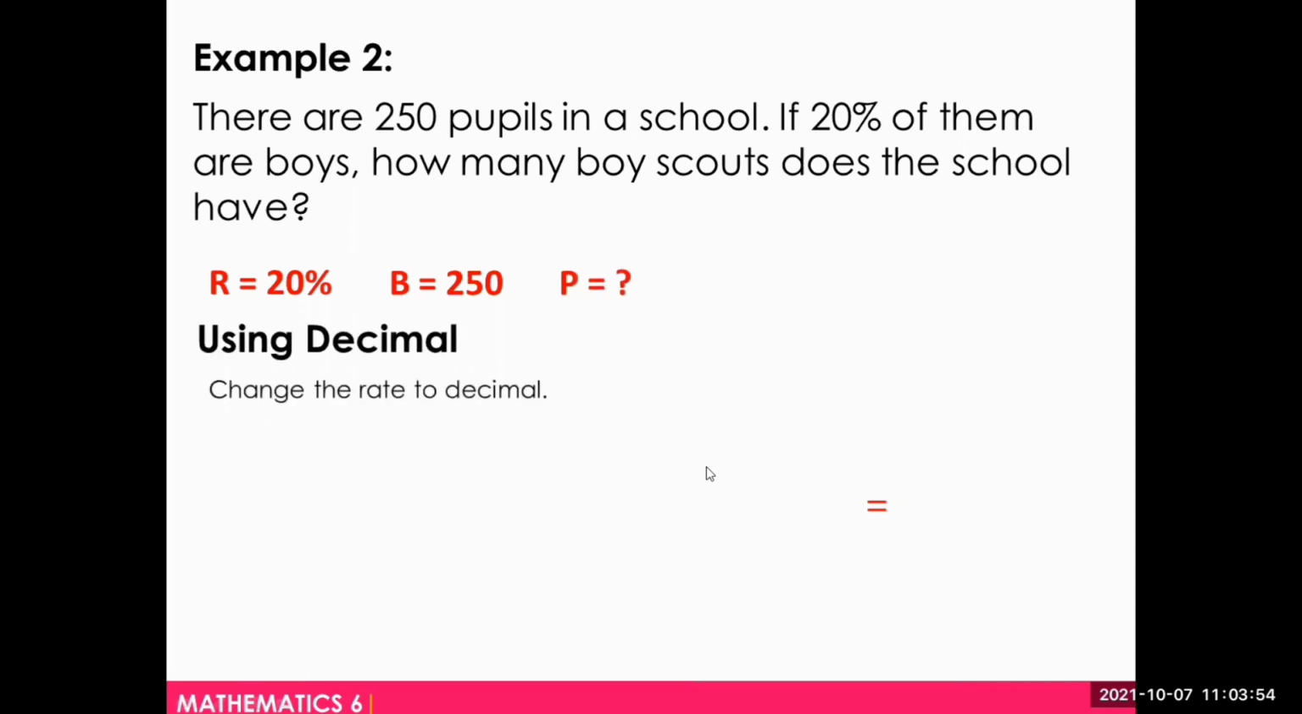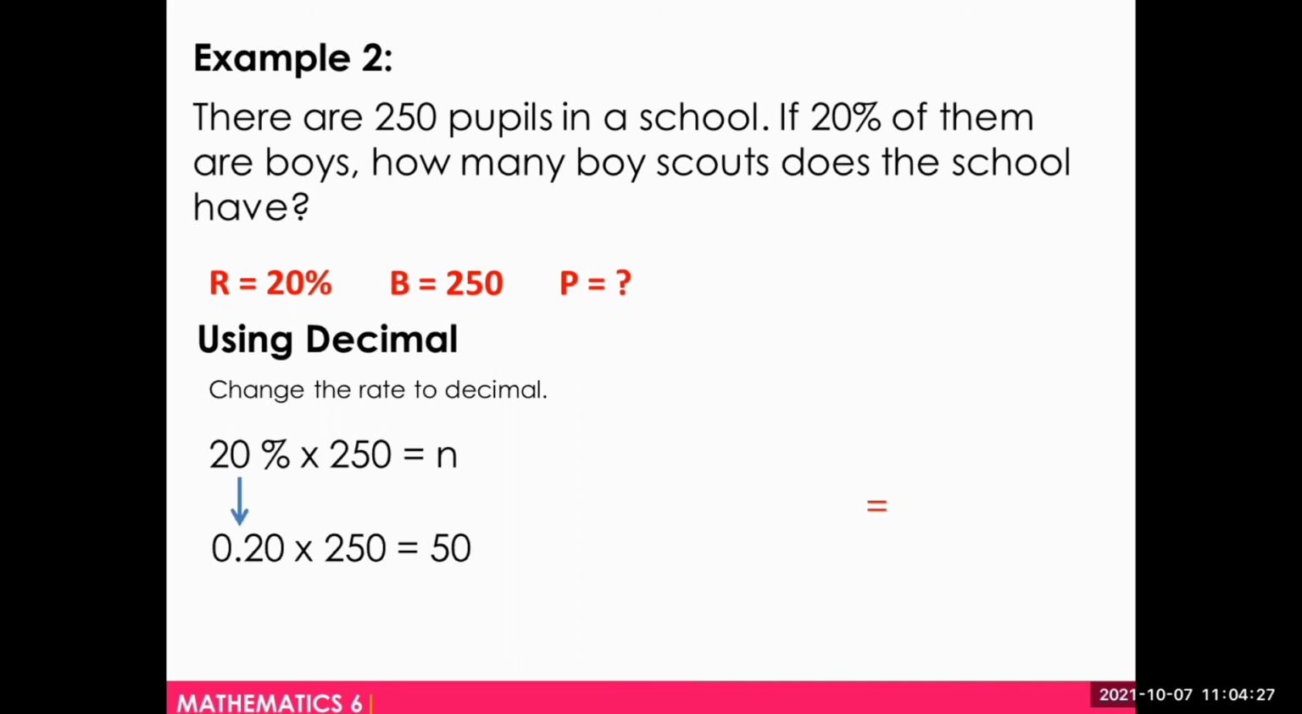Now, solving this problem, just change the rate to decimal. Since 20% ang ating decimal or rate, change natin siya into decimal number. So 20 divided by 100 is equal to 0.20. Pwede rin namang 0.2, pero dito, gagamitin ko ang 0.20. So we have 0.20 times 250, that is the base, is equal to 50. So nakuha na natin ang percentage.